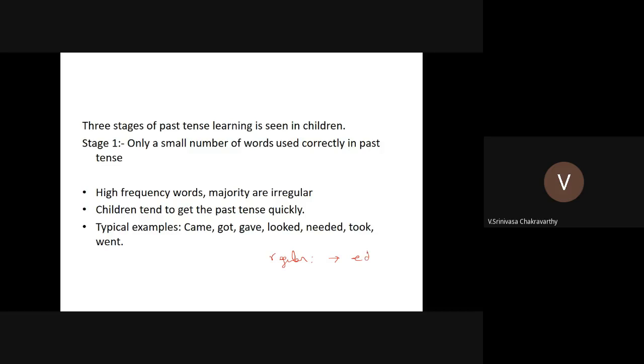It has the ed ending. Okay, look and looked, and need and needed, and so on. The irregular ones don't have the ed ending, but they have some random variation. Okay, come and came, give and gave, and so on and so forth. So these are some of the commonly occurring verbs, but most of them are irregular. This is regular, but this is irregular. Go and went is totally disconnected, so that's irregular, and so on.